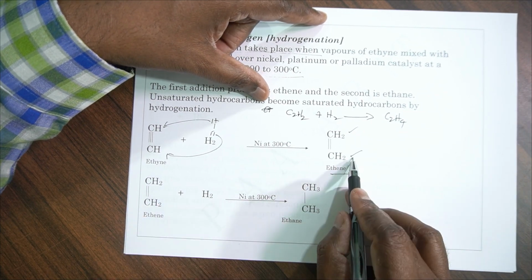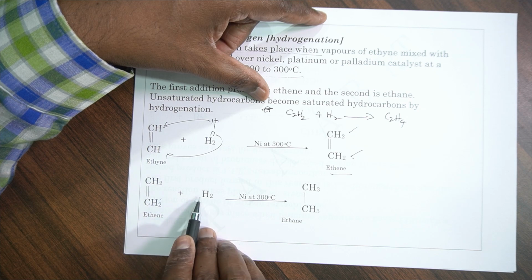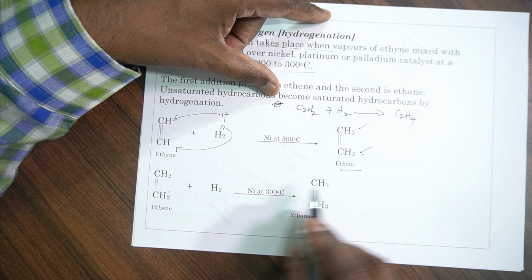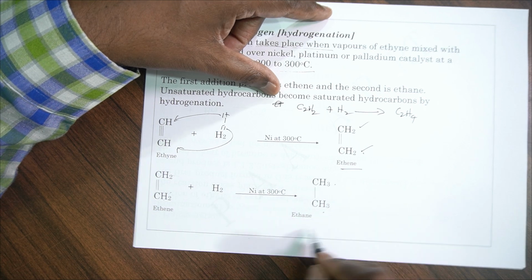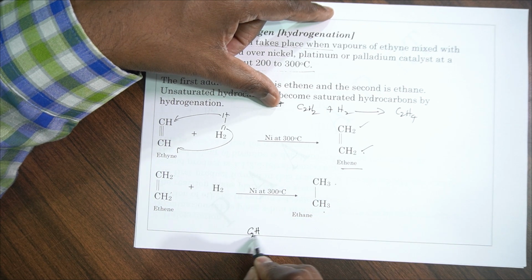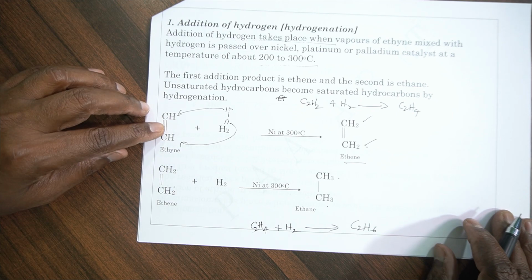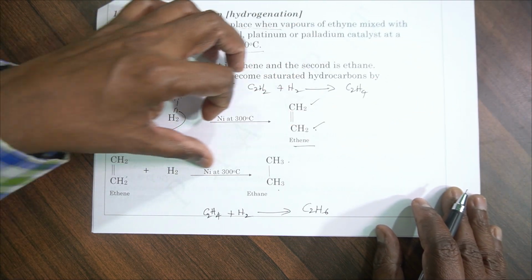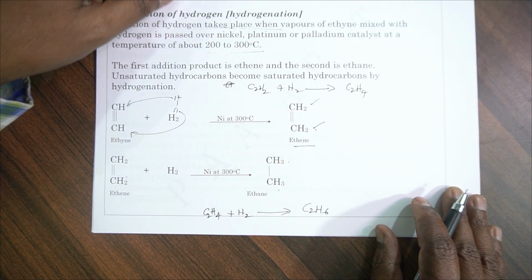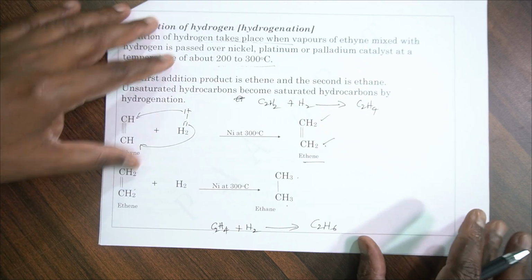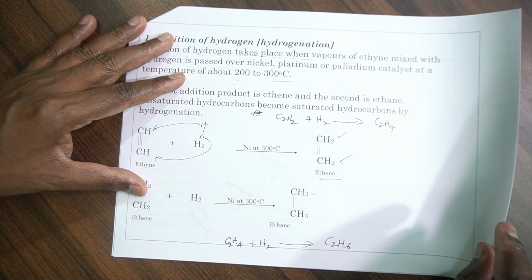Now in the second step of addition, one more H2 is added to this ethene. One hydrogen goes here, one here. So CH3, single bond CH3. Or you may write it as C2H4 plus H2 gives C2H6. Ethane is formed. Alkyne changes to alkene and finally changes to alkane. So ethine to ethene, ethene to ethane. So this is the addition of hydrogen in two steps.